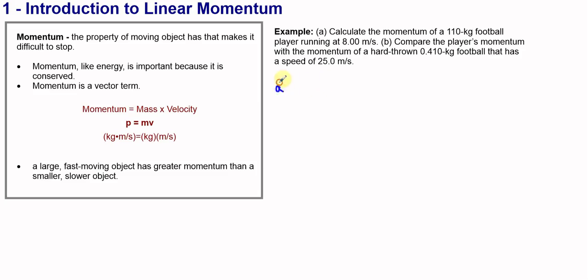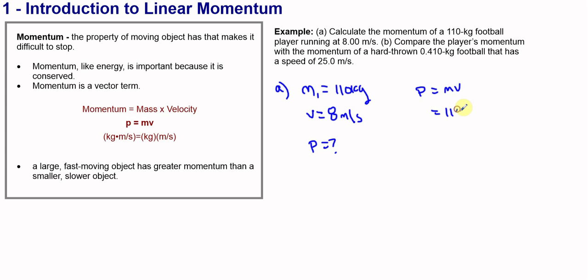So for A, I'm going to say the mass of the football player. So I'm going to say the mass of person 1. It's always important to indicate if there's more than one object with subscripts. So the mass of the first person is 110 kilograms. The velocity is 8 meters per second. We want to know the momentum. Nice and simple, right? p equals mv.